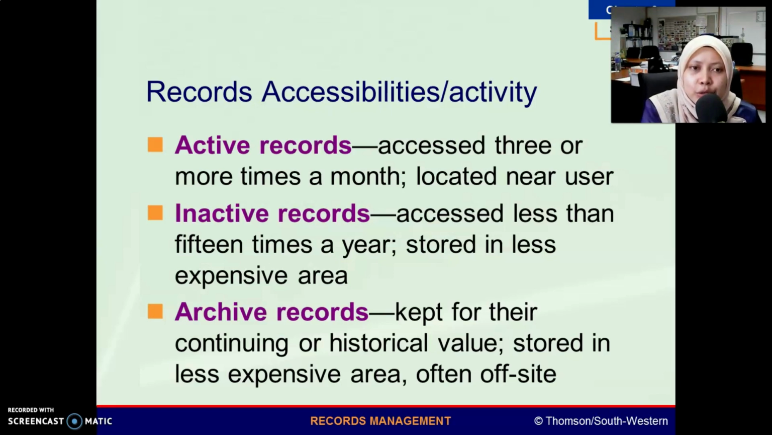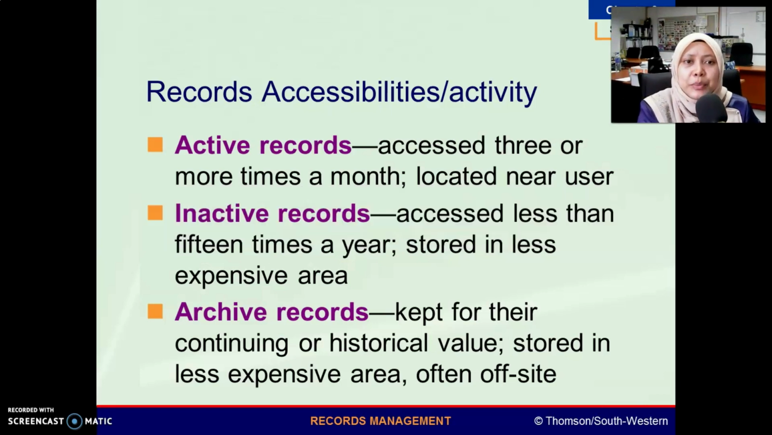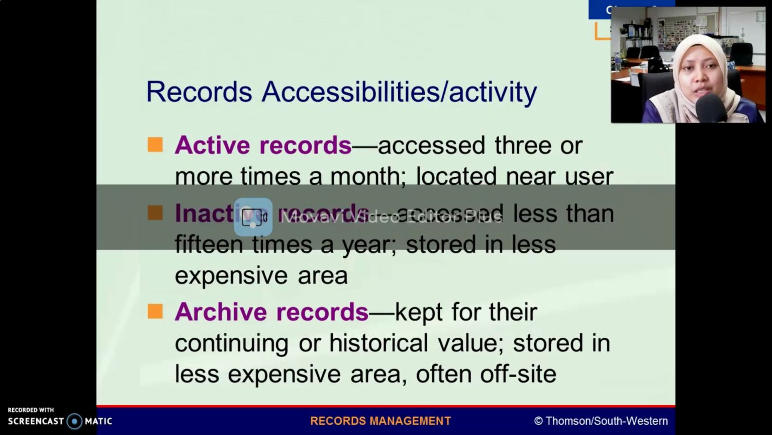Okay, offsite maksudnya dia tidak berada di current pejabat. Okay, mungkin dia berada dalam storeroom ataupun ada tempat khas memang kita sewa ataupun kita miliki, alright, untuk simpan rekod tersebut. Dan somehow kita tak boleh simpan, kita kena hantar kepada arkib negara. So it will depend on the situation or the characteristics of the record itself.